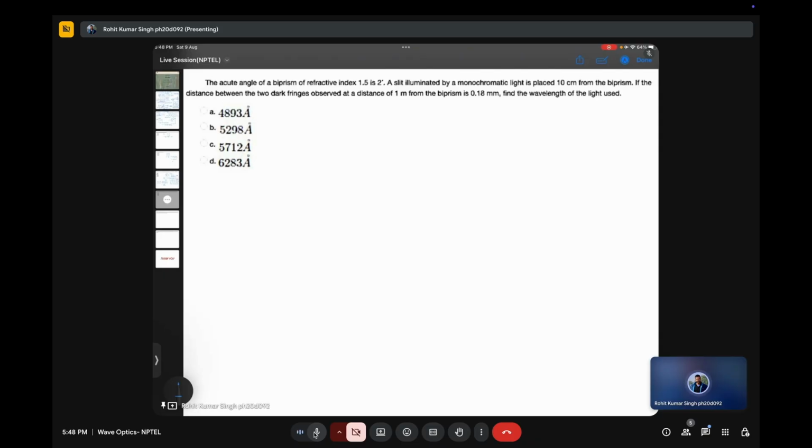So what this problem says is the acute angle of the biprism of refractive index. So refractive index is given, and the acute angle, that means this angle is given, I think alpha, it is 2 degrees. And a slit illuminated by a monochromatic light is placed 10 centimeter from the biprism. So there is a source of light placed at 10 centimeter. So this distance is 10 centimeter.